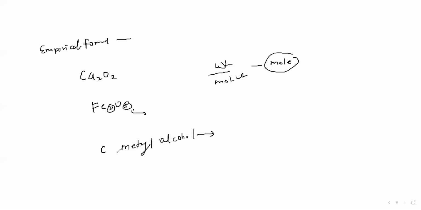So tell me, what is the formula for methyl alcohol? CH3OH, correct? Now tell me one thing. How many carbons are there? 1. How many hydrogens are there? 4. How many oxygens are there? 1. So empirical formula means this 1, 4 and 1.